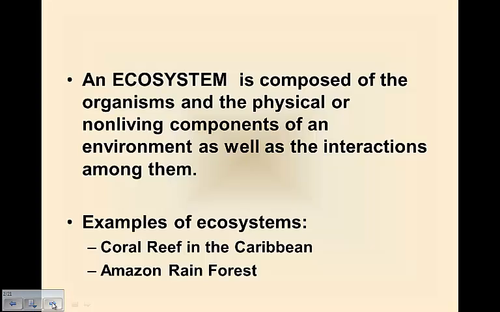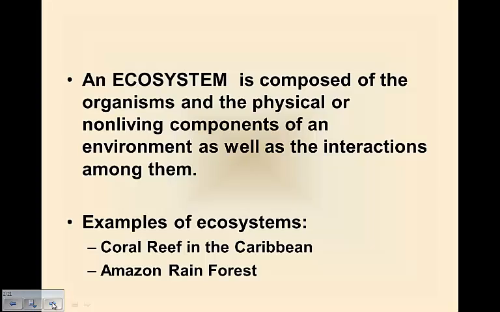There we go. So in our populations ecology, much of this we've already talked about going into our oh dear game, but let's take a look. All right, so what we know is that an ecosystem is composed of the organisms and the physical or non-living components of an environment, as well as the interaction. So the ecosystem has everything, the living, the non-living, and how they all interact.